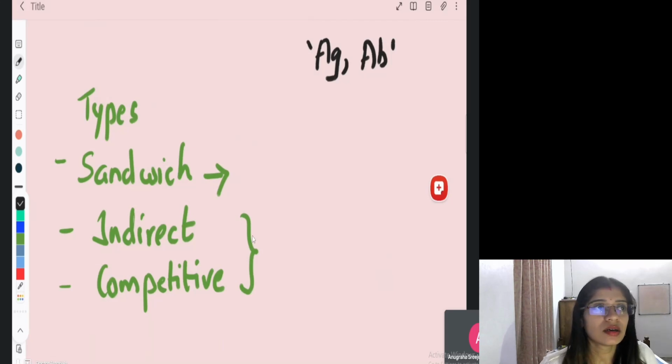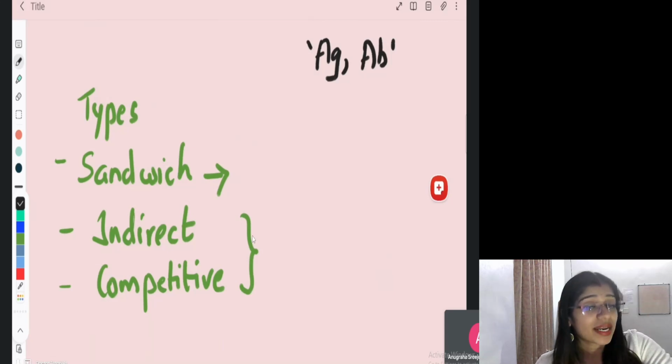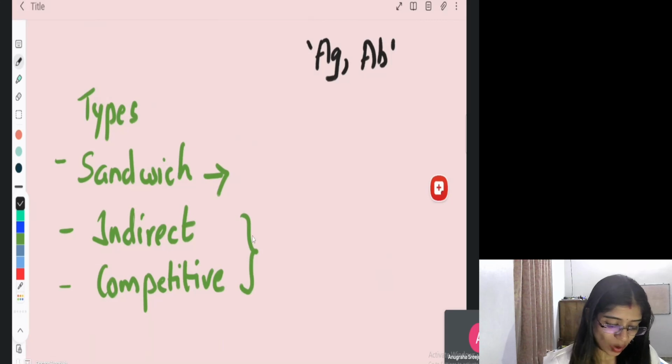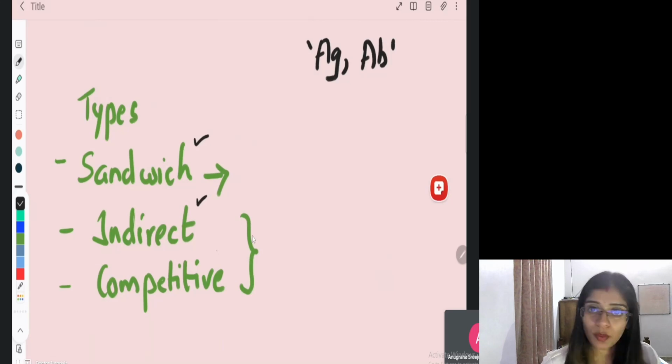Now we have different types of ELISA, depending on our need. Suppose if we want to find antigen, we can do a specific test. If we want to find antibody, we can do another test. So basically we have 3 types of ELISA. First, just learn the name. One is sandwich ELISA. The other one is indirect ELISA, and next is competitive ELISA. Just hear the names once.